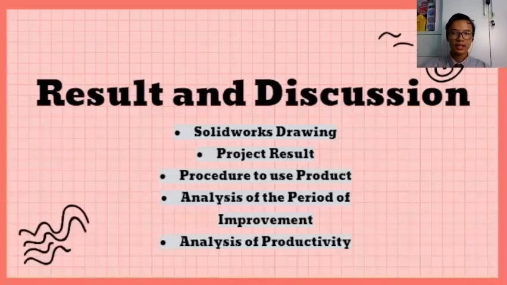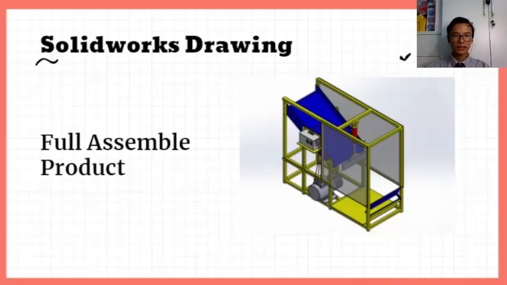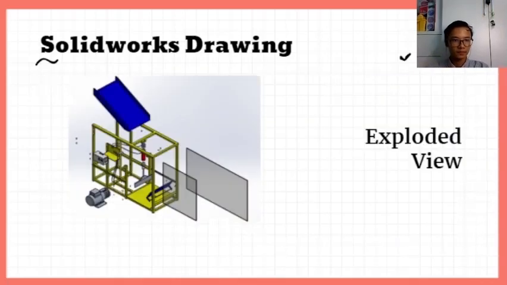Next, we go to the result and discussion. This is the SolidWorks drawing of our full assembly product. We can see the blue part is our slider and stopper, where the sugarcane will slide and then be stopped by the stopper, and then the red pneumatic cylinder will cut the sugarcane into 3 feet, then fall down into a basket which is located on the yellow platform.